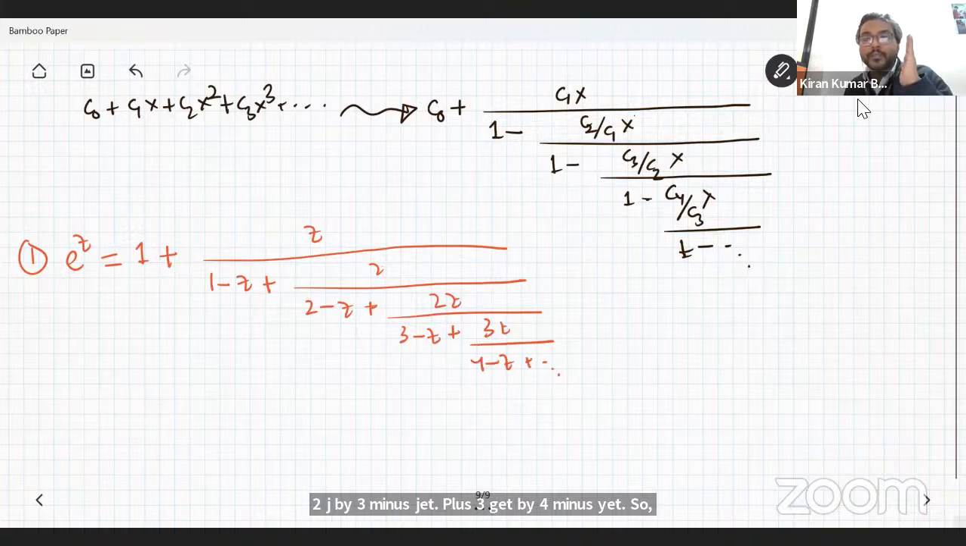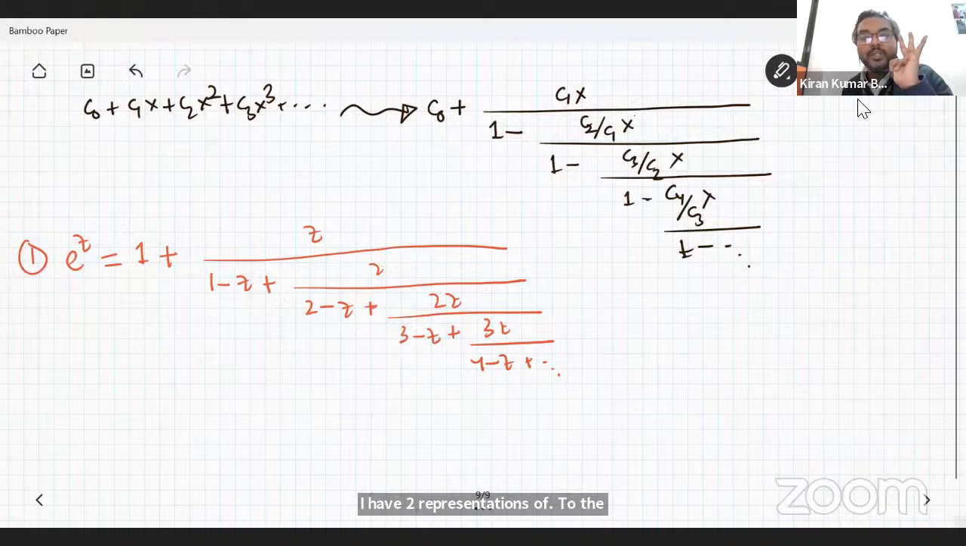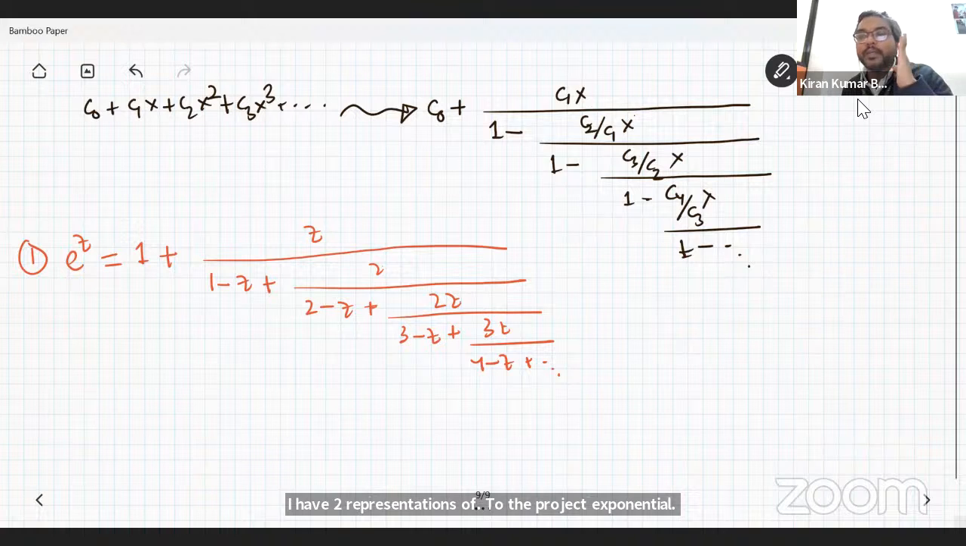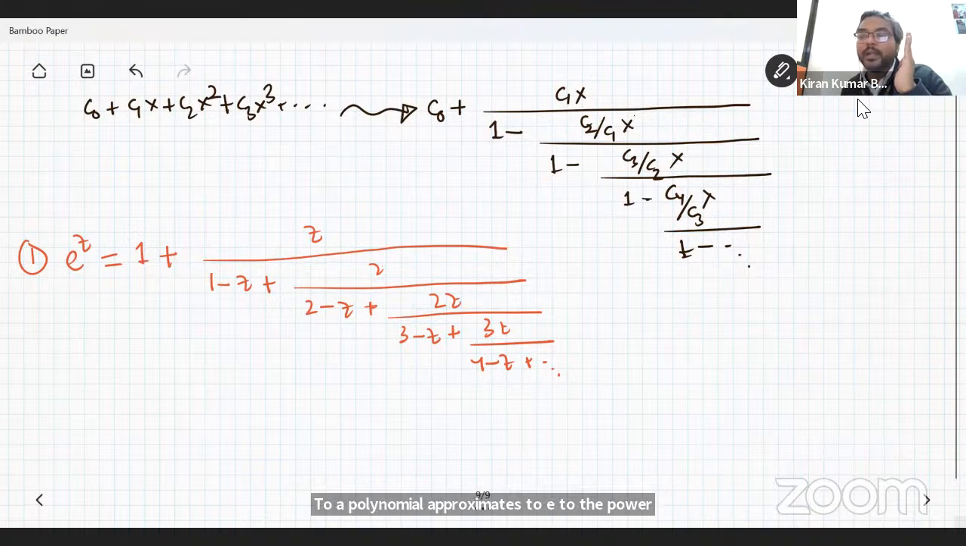So again, I have two representations of e to the power z. First, the power series representation. If I terminate the power series, I'll get a sequence of polynomial approximates to e to the power z. In the second case, I have the continued fraction expansion. If I terminate it, I'll get a sequence of rational approximates to e to the power z.